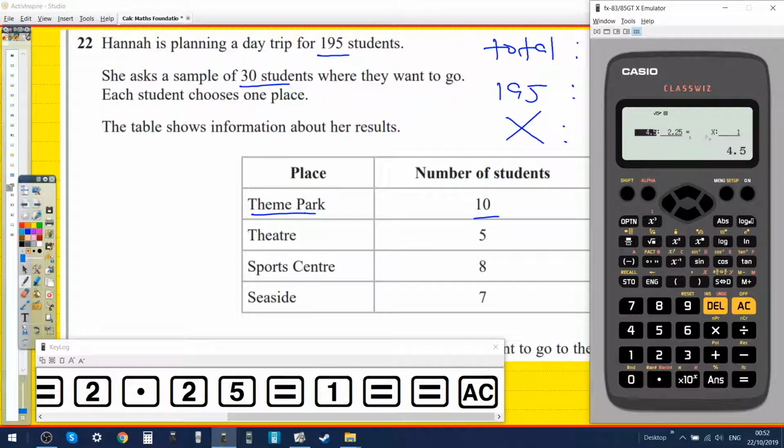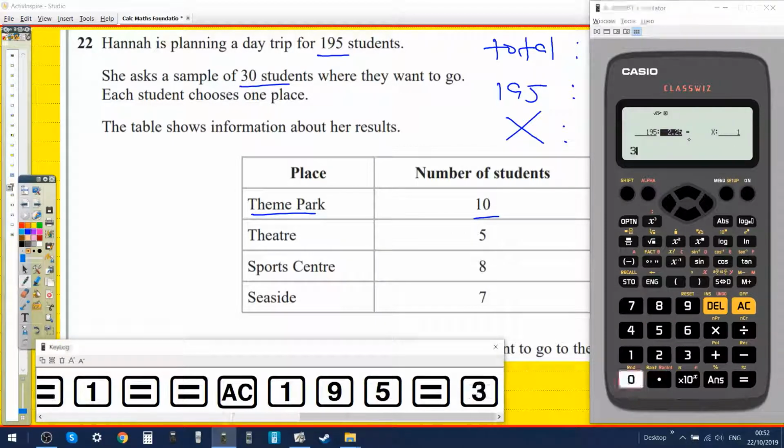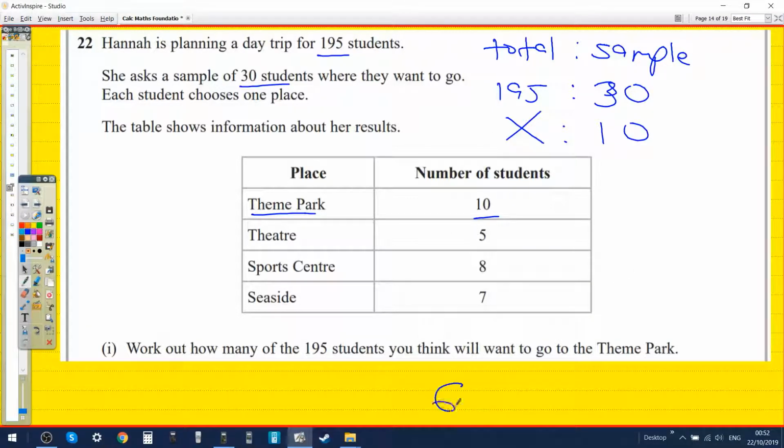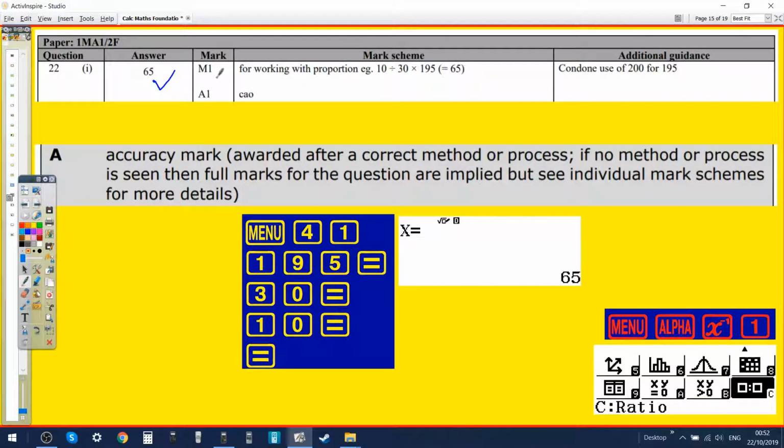Just go back to your ratio and just put in the new numbers. 195 equals 30 equals 10 equals for the answer. X is 65. Where did the answer even come from? I don't even know. Calculator just giving me the answer. Look at that, 65, 2 marks. CAO, correct answer only. Your teacher will tell you you have to show your working out. No, you don't. I'm cheating legally.